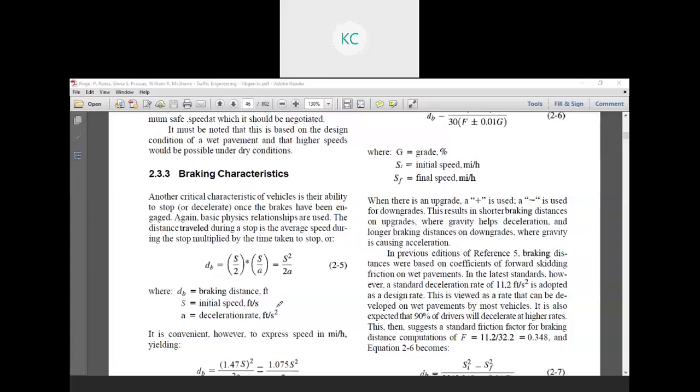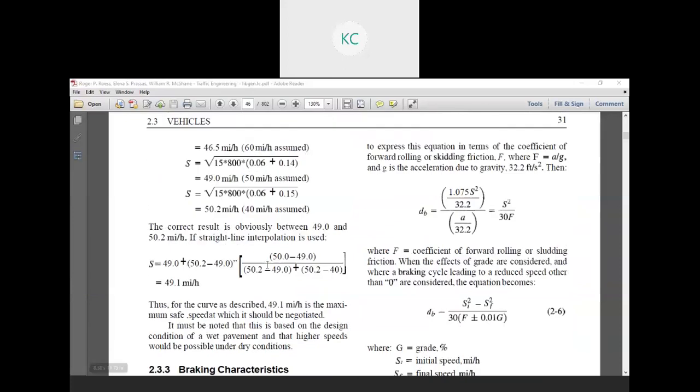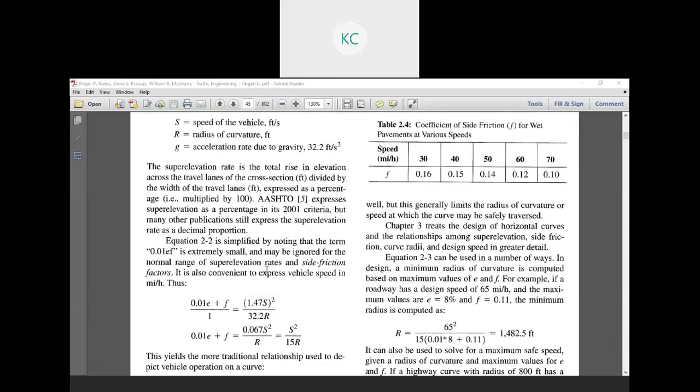Good morning, all. Today we are going to start a new topic in vehicle characteristics. The name is the braking characteristic. In the previous lecture, we were discussing the different types of slow speed turn, high speed turn, and super elevation, and different facilities and the design vehicle specification.